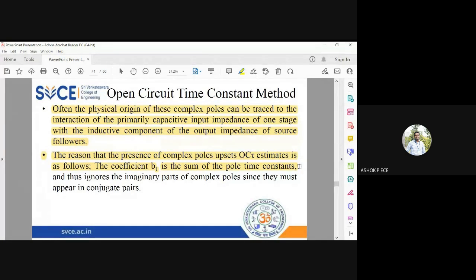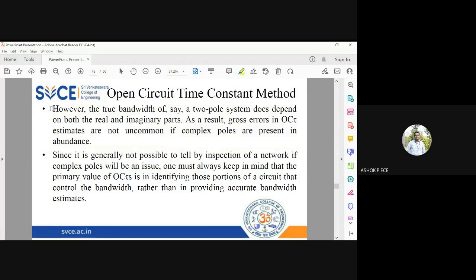So the negative imaginary part is going to be cancelled out, which will ensure that the coefficient B1 is going to be completely a real number. However, when you consider a two-pole system, it depends on both the real and imaginary parts also.